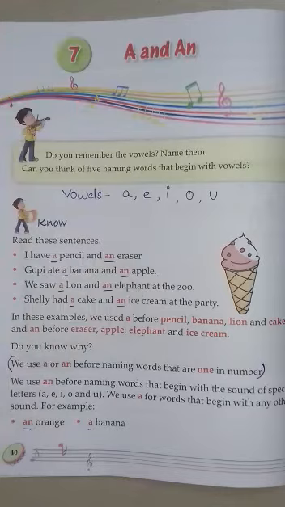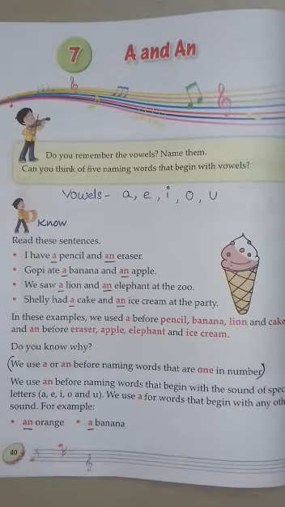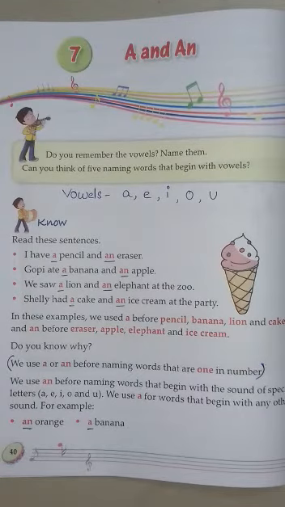Clear? So now we are going to learn some rules. There are only 2 rules. A is put before a consonant and An is put before a vowel. So when there are words starting with a consonant letter, we will put A. And when there are words starting with a vowel letter, then we will put An.